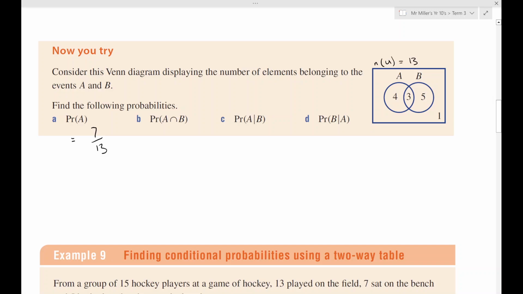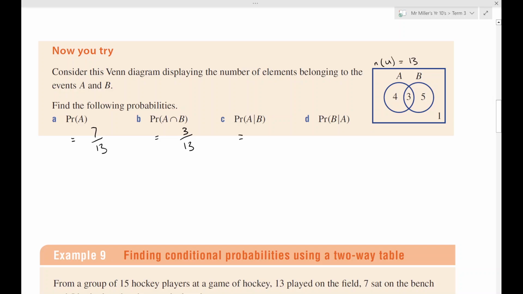Okay, for B, the probability of A intersect B. So here we see that A intersect B contains 3 elements. So out of the 13 total in the sample space, we have 3 elements that are A and B.